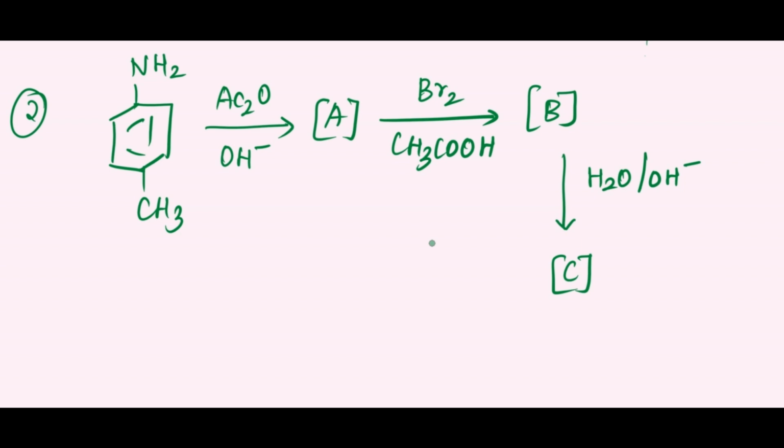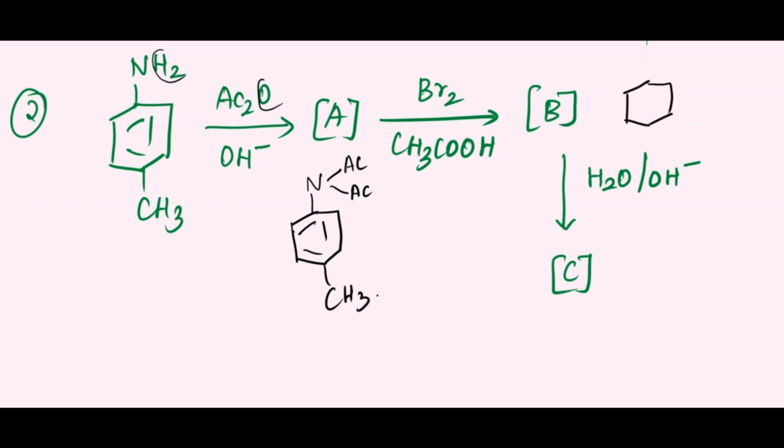So acetic anhydride is there, which makes the acetanilide from the NH2, and this goes the remaining NHAc, right? And then Br2 is getting added over there, which becomes, that will get substituted to ortho position because para is already blocked.